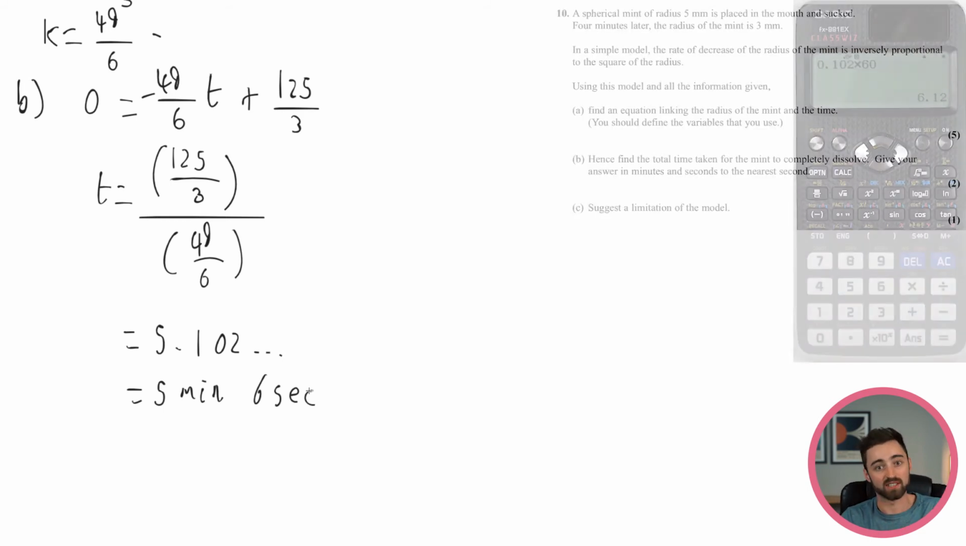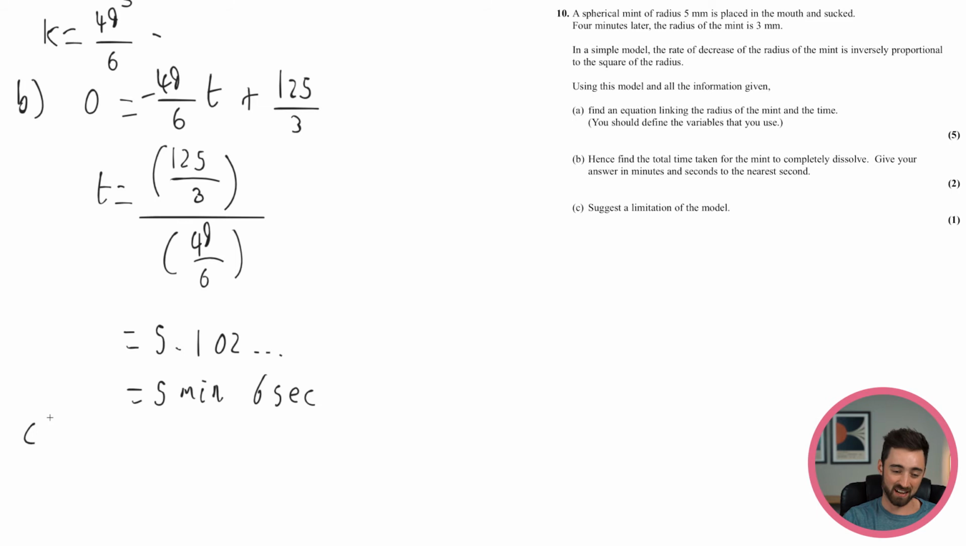The model predicts that it will totally dissolve. Okay, so just a limitation. Well, I mean, it's quite a few, right? It's a bit of a weird model, isn't it?